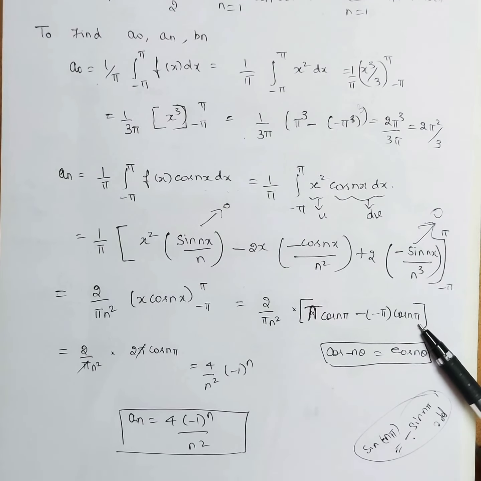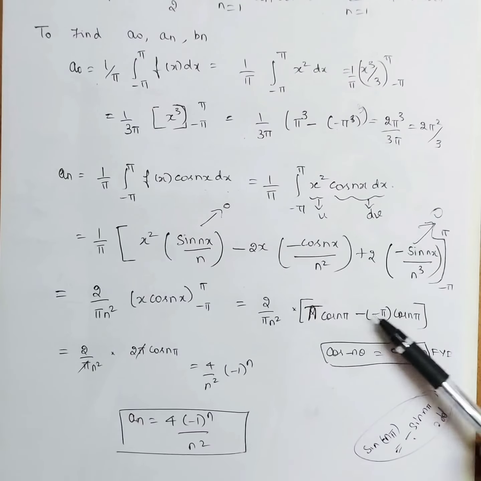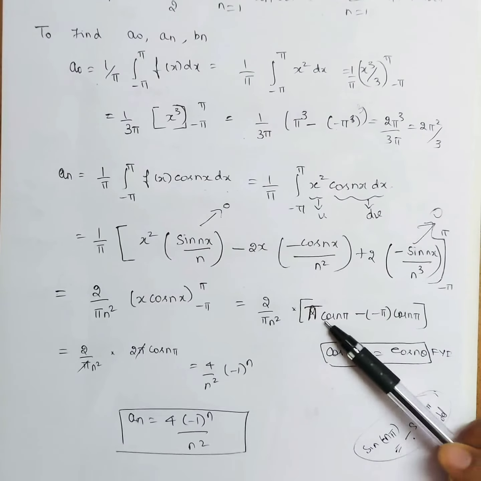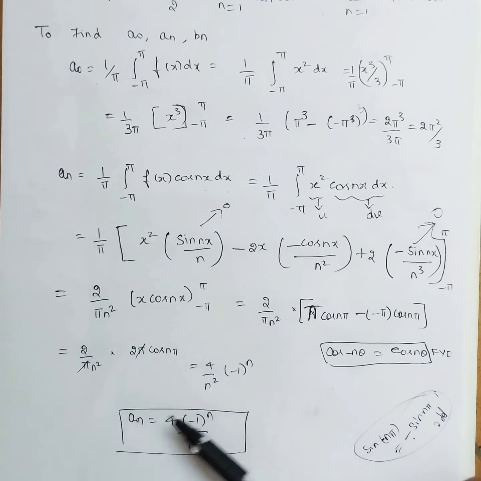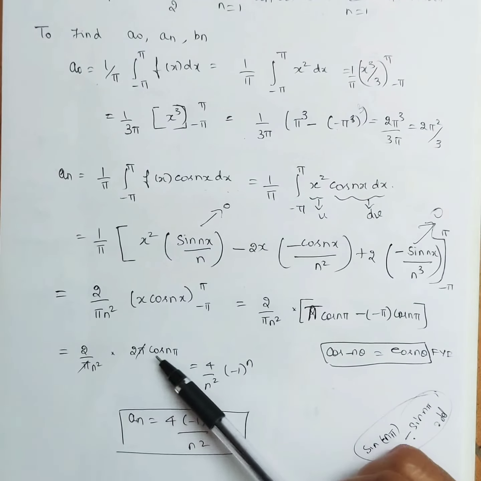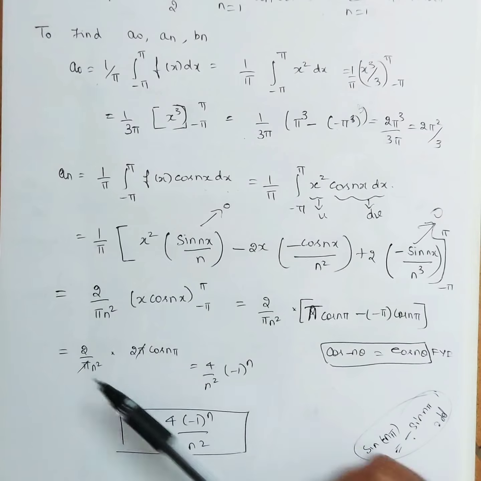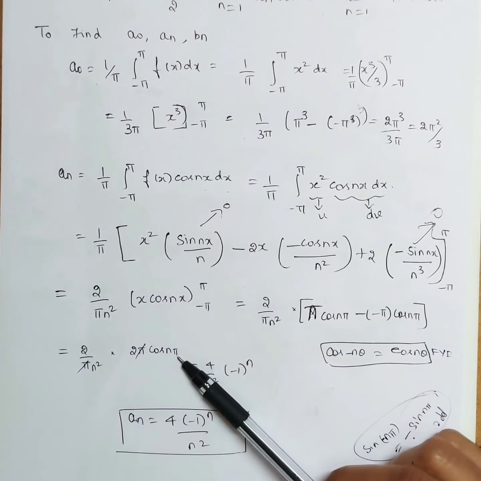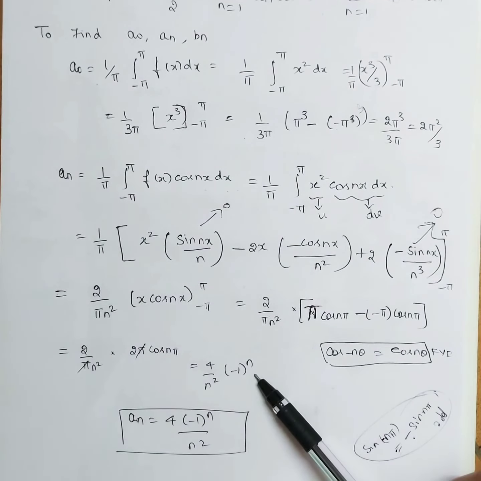So the sign didn't change. Okay. So this minus and this minus will become plus. So we will get 2 by pi n square into 2 pi cos n pi. This pi and this pi will get cancelled. And always cos n pi value is minus 1 power n.